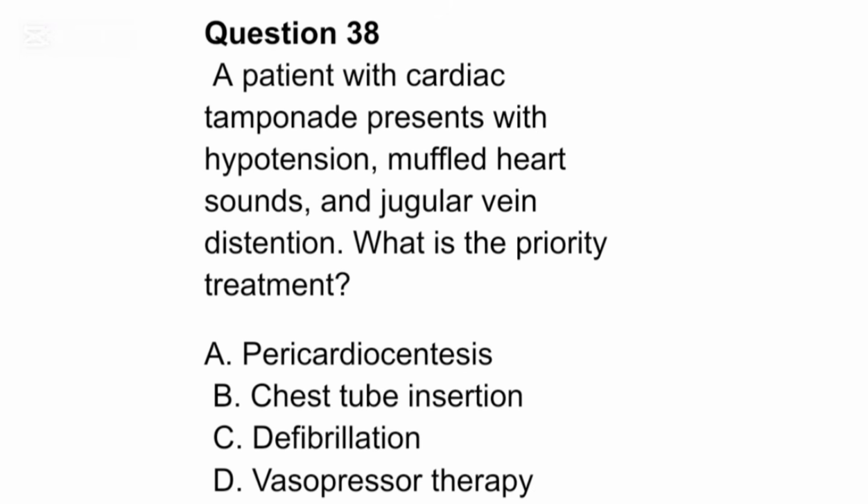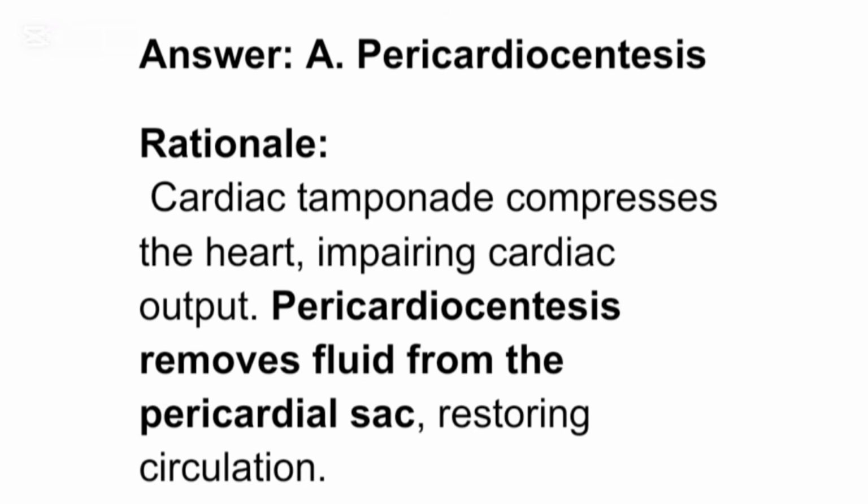Question 38. A patient with cardiac tamponade presents with hypotension, muffled heart sounds, and jugular vein distension. What is the priority treatment? A. Pericardiocentesis. B. Chest tube insertion. C. Defibrillation. D. Vasopressor therapy. Answer: A. Pericardiocentesis. Rationale: Cardiac tamponade compresses the heart, impairing cardiac output. Pericardiocentesis removes fluid from the pericardial sac, restoring circulation.